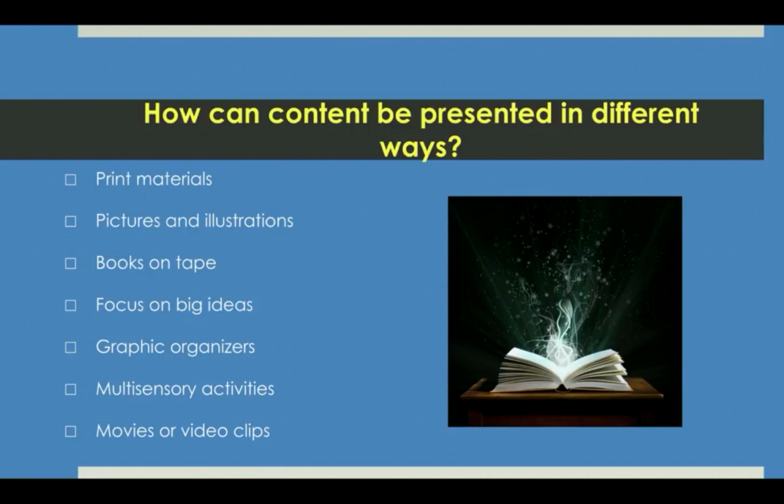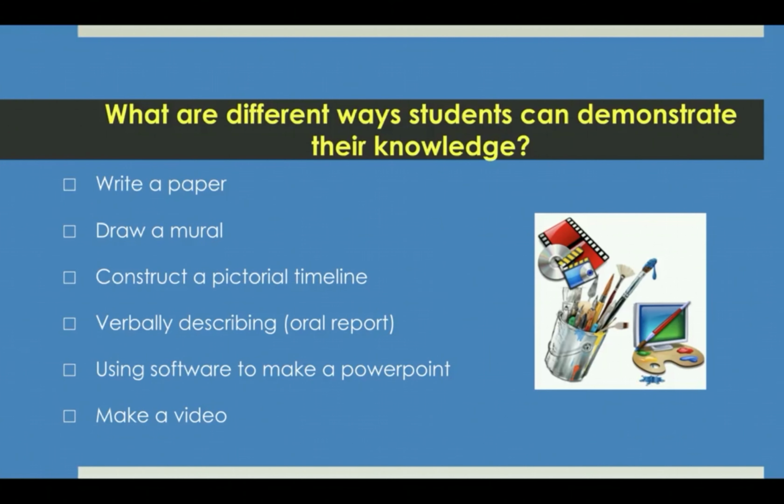So you can present material in a number of ways to engage in this differentiated instruction. For example, you might have prints, materials, or books on tape, or multisensory activities. And having multiple options for these materials allows students to select the method that best matches their learning style, if you will. Okay?